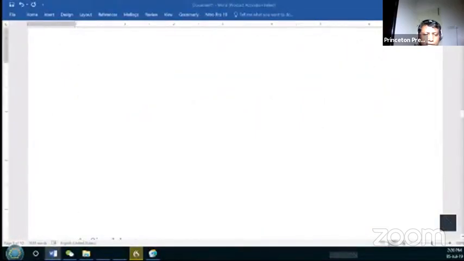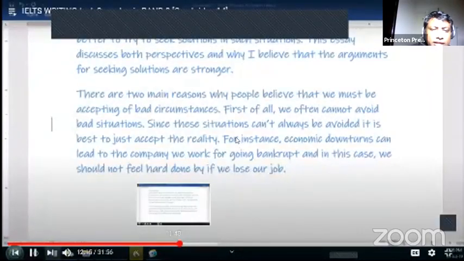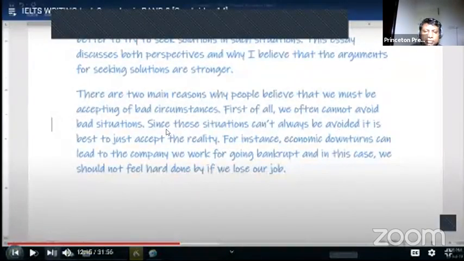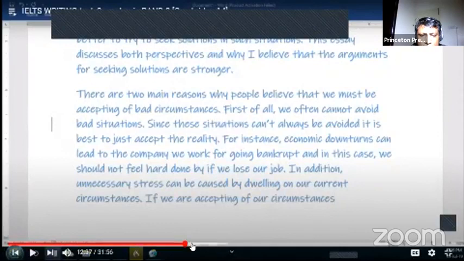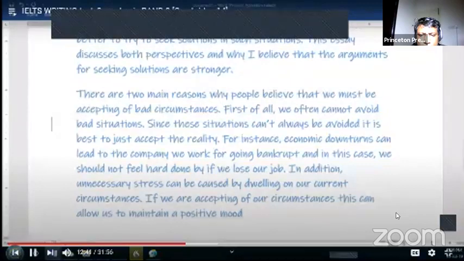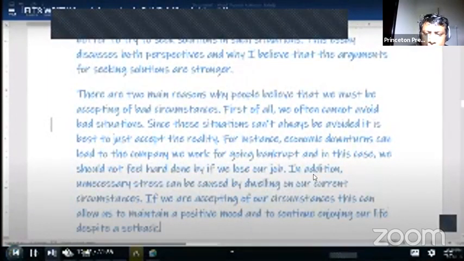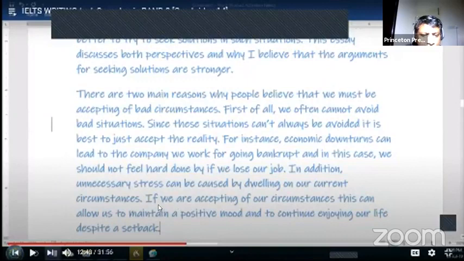Now we need to move on to the other side. Essential, since the situation can be, so for instance, what's the second one? The first one, in addition, where's that? Getting a good score for cohesion and coherence, and to continue enjoying our life despite a setback. Okay, this is the second one. In addition, these are connecting words. This is the topic sentence for the second idea. So if we are accepting, this can. Okay, so they didn't give the example.